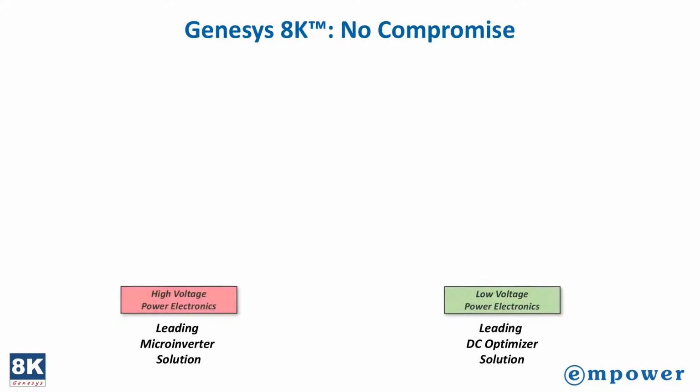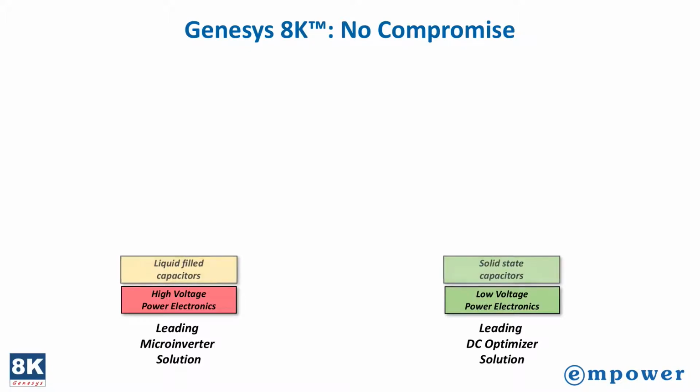Attribute 1. Power electronic circuits. Microinverter technologies operate at high voltage, whereas DC optimizer technologies operate at low voltage. Physics dictates that technologies operating at low voltages inherently yield lower cost and higher performance.